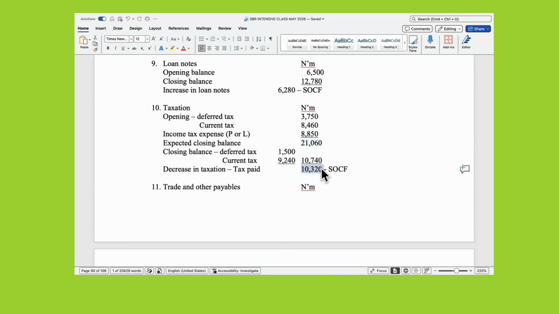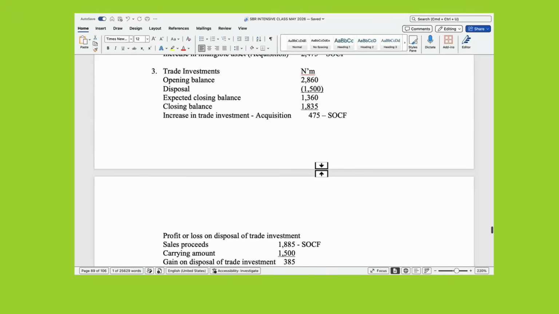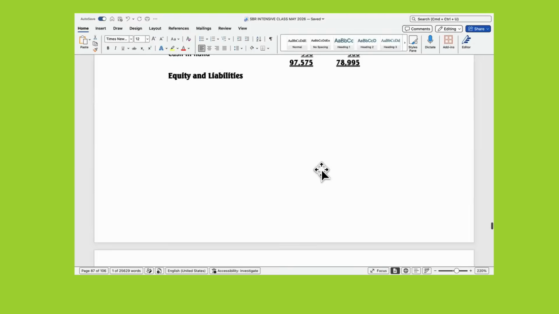It simply means you paid tax. Because for your liability to decrease, it means you have settled. You pay tax. And that's how you deal with tax from that movement.